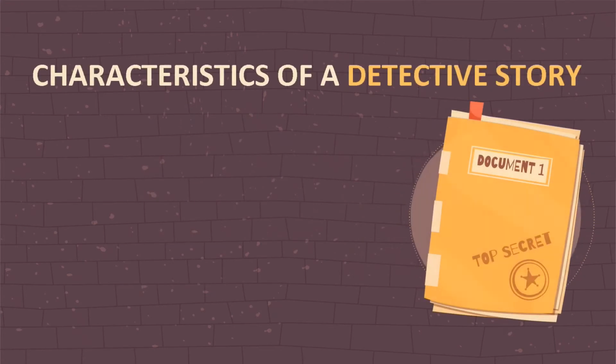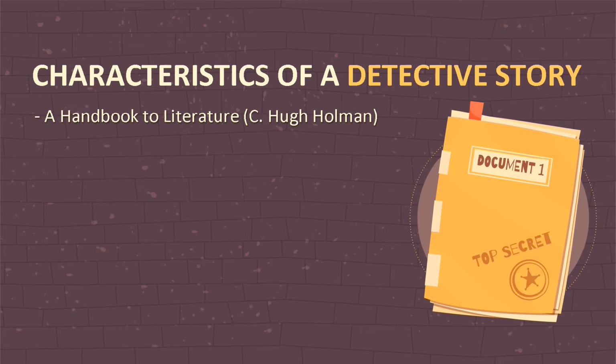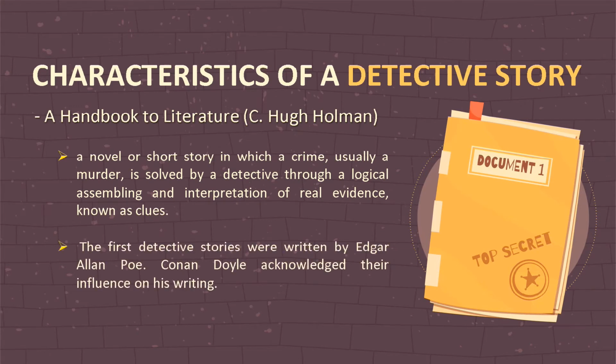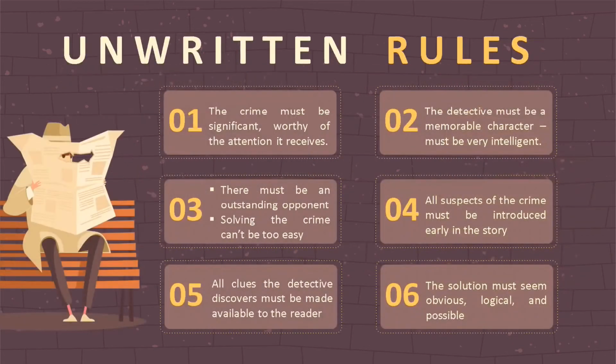Moving on to the characteristics of a detective story. C. Hugh Holman's A Handbook to Literature defines a detective story as a novel or short story in which a crime, usually a murder, whose perpetrator's identity is unknown, is solved by a detective through a logical assembling and interpretation of palpable evidence known as clues. The first detective stories were written by Edgar Allan Poe, and Conan Doyle acknowledged their influence on his writing. A good detective story generally follows six unwritten rules.